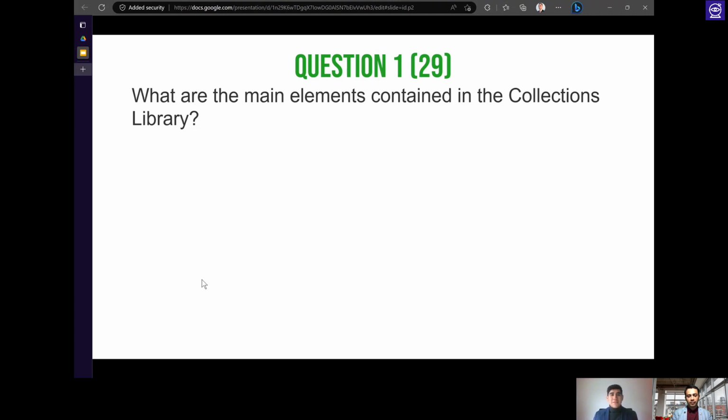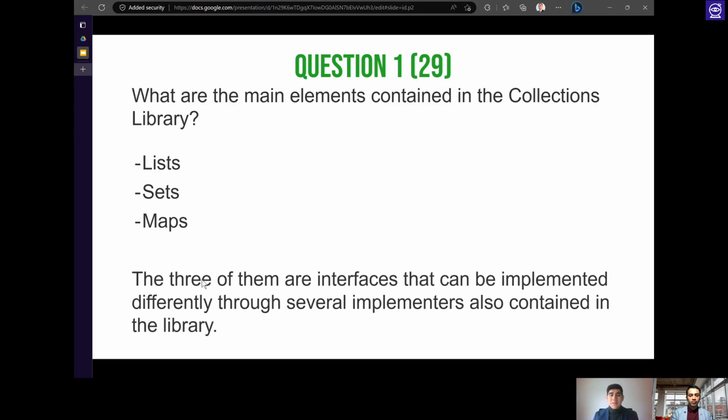Yes, the answer is quite easy. There are three main elements contained there. These are lists, sets, and maps. And the three of them are interfaces, and they can be implemented through several implementers that are also contained in the library. These implementers are, for instance, hash maps, and we can also have some specialized implementers that are specific for the use of concurrency in our application.